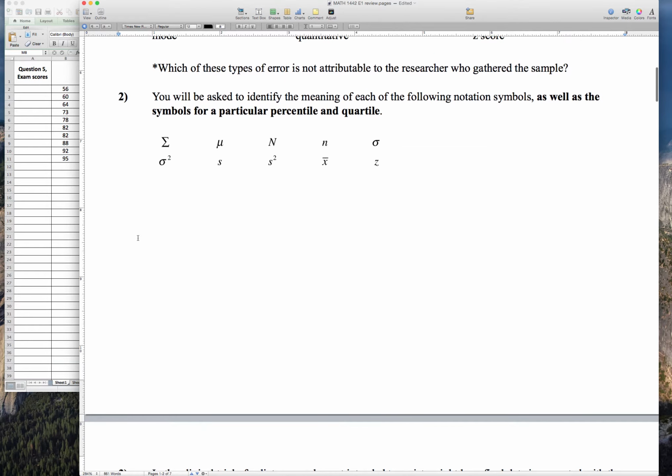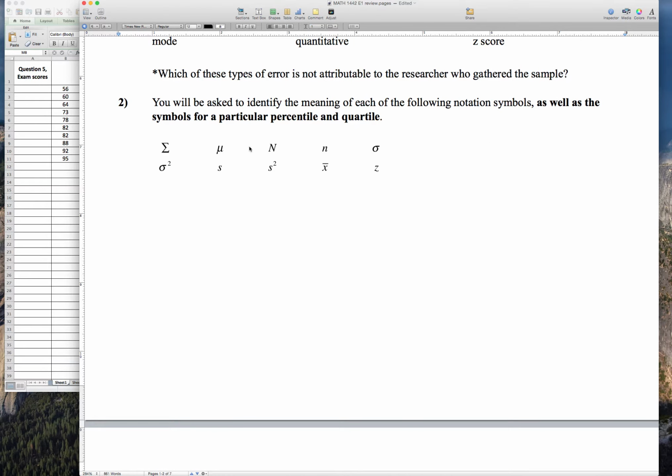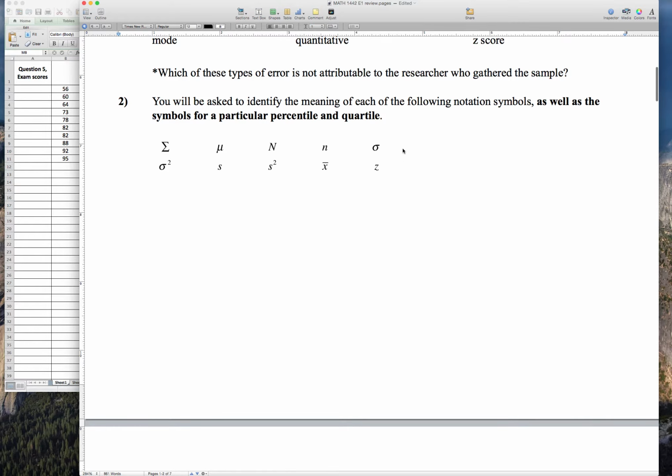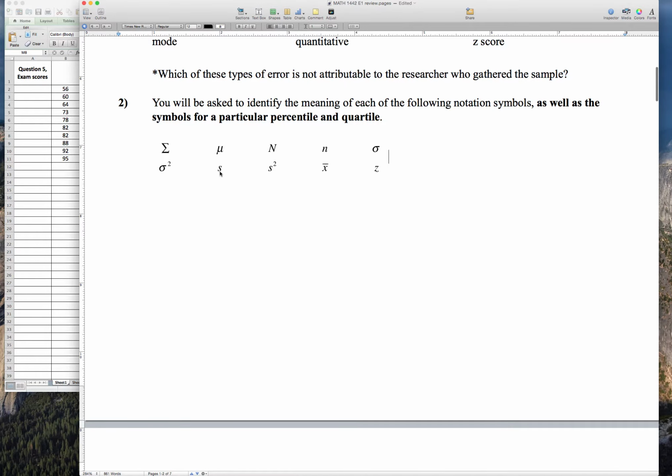In question 2, you have to identify notation symbols. So just study these, find these, and make sure you remember what they are or what they mean. And distinguish between a sample and a population. For instance, this is lowercase sigma right here. Right here that I'm pointing to, that's lowercase sigma. That's the standard deviation of a population. Lowercase s is the standard deviation of a sample.